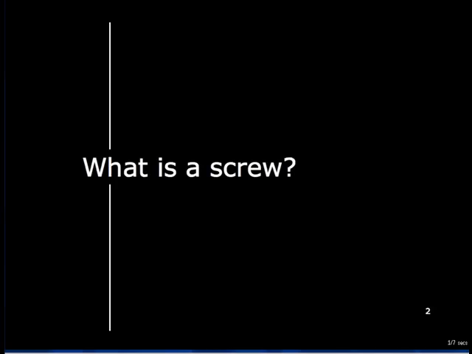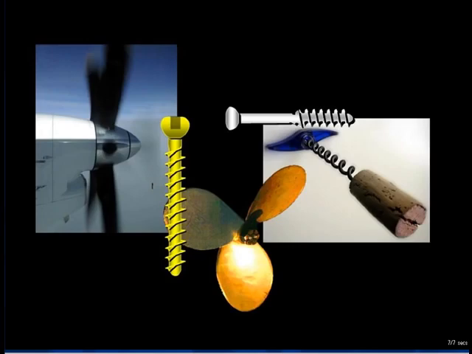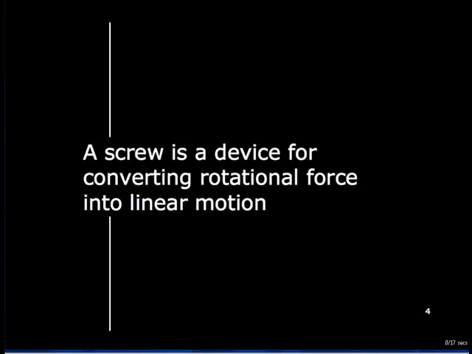Asked the question, what is a screw? Surprisingly few can describe a generic screw's basic function. All these are screws: aircraft and ships' propellers, a corkscrew, and surgical screws. What have they in common as mechanical devices? A screw is a device for converting rotational forces into linear motion.